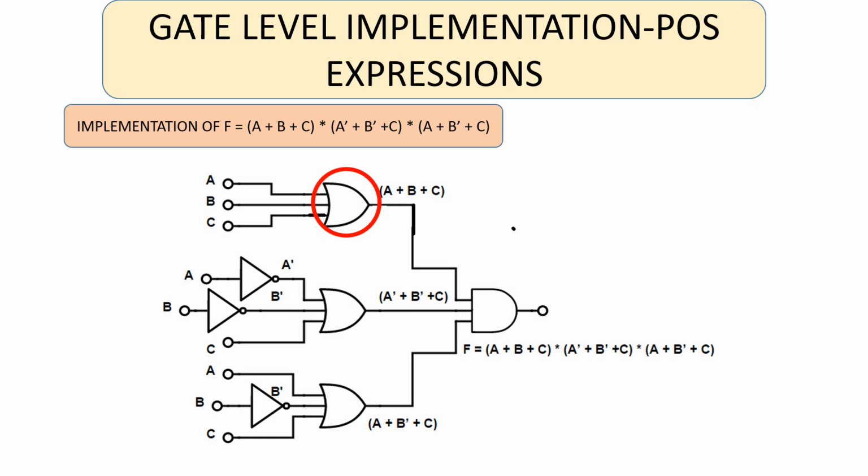The next example is the implementation of the given function. The first OR term, or the first sum term, is A plus B, which is implemented by using this OR gate. The second term is A bar plus B bar plus C. So the second OR gate has its inputs as A bar, B bar, and C. The third OR gate has its inputs as A, B bar, and C. And finally, the AND gate, which ANDs all the sum terms.